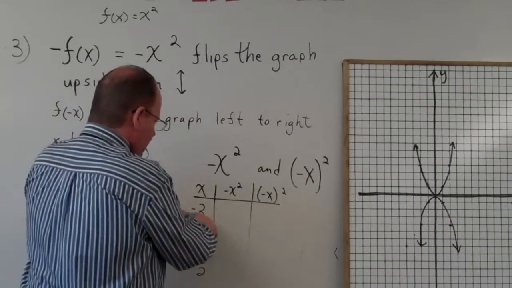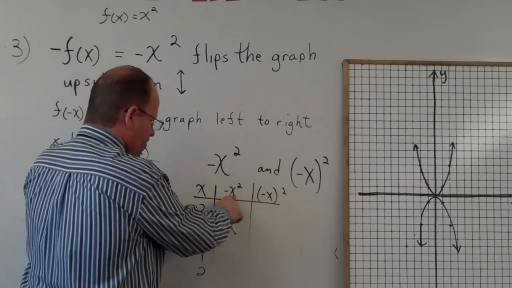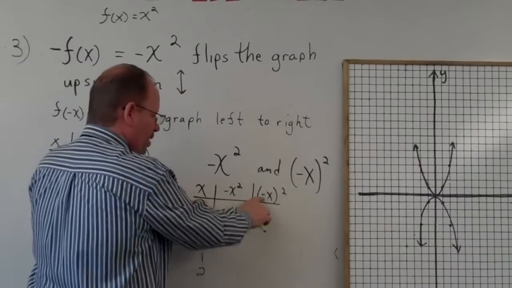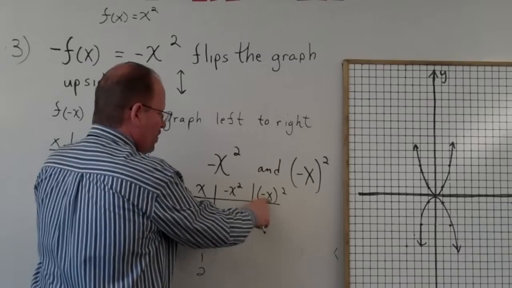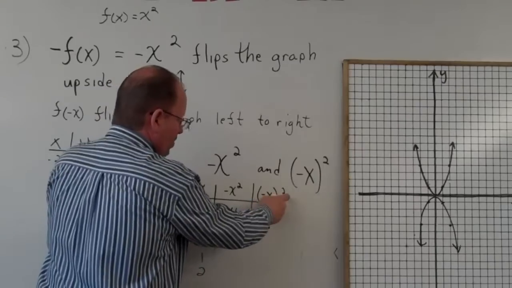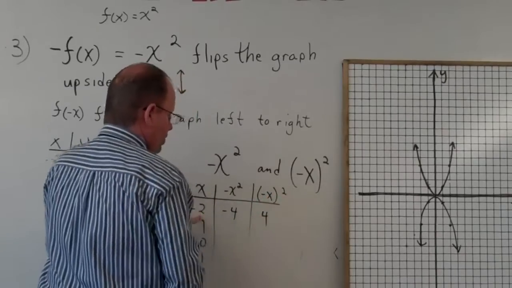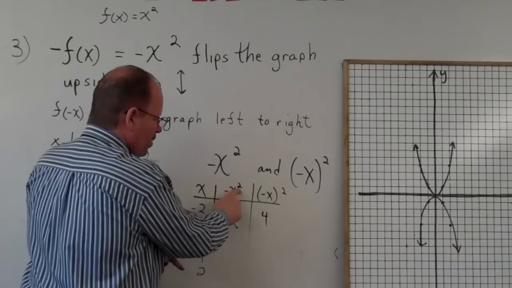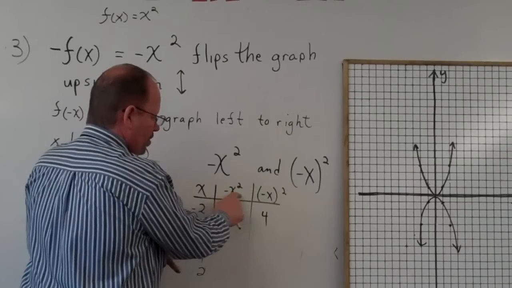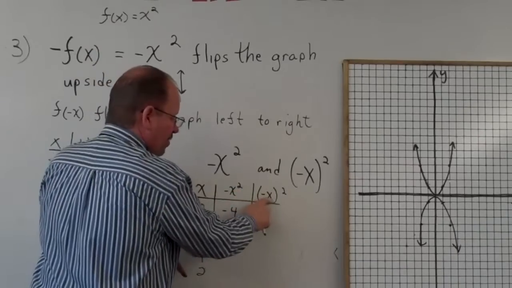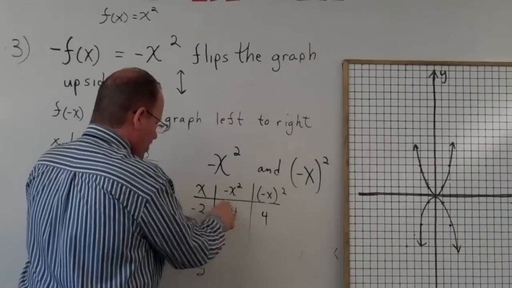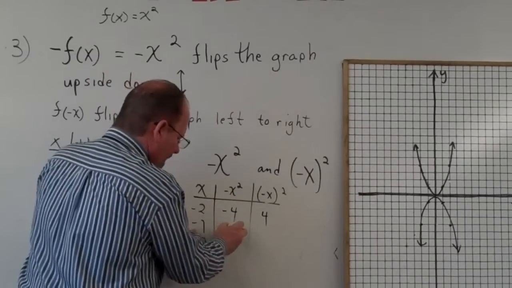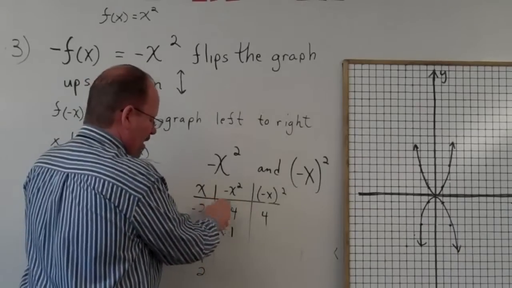Well, negative 2 times negative 2 is 4, and then it's going to be the negative of that. Whereas here, negative 2 would be positive 2 squared, which is 4. See how these are different? This negative isn't involved with the being squared part of this. Here it is involved. Here again, negative 1 squared is positive 1, and then put that negative back in front of it because we're not squaring that negative.